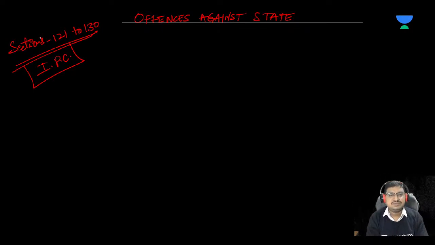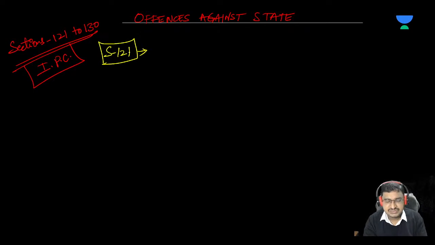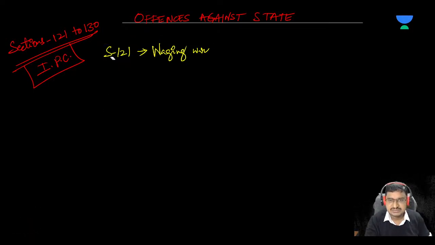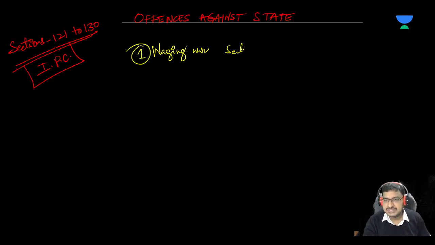Now, friends, let us see these sections. Section 121 is speaking about waging war. Sorry, let me categorize everything. Sections 121 to 123 are related to the concept of waging war.